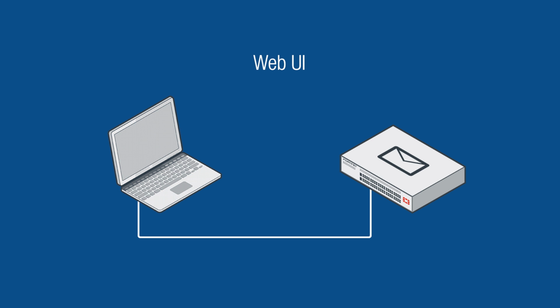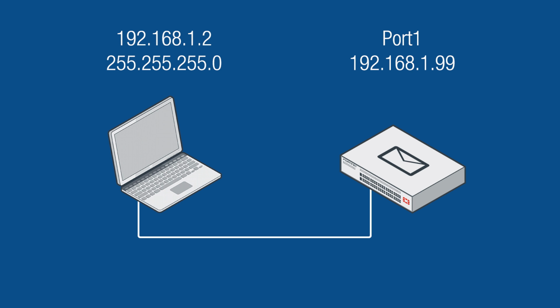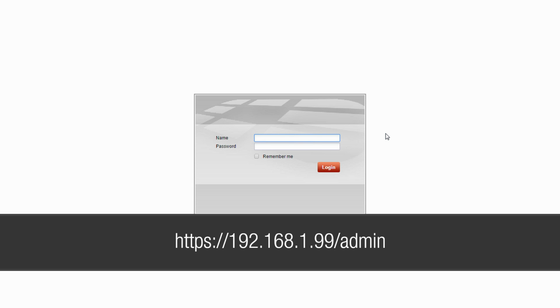To gain access through your browser, we will need to make a couple of changes to the management computer. By default, the IP address on port 1 of the FortiMail unit is set to 192.168.1.99. To access that network address, plug in your managing computer into port 1 and manually change your IP address to 192.168.1.2 with a subnet mask of 255.255.255.0. Once those changes have been set, open up your browser and type in the URL address https://192.168.1.99/admin. The default username is admin and there is no password.